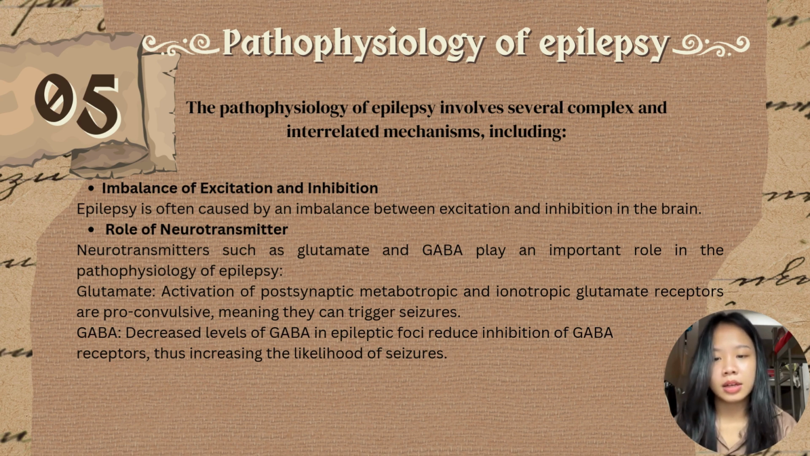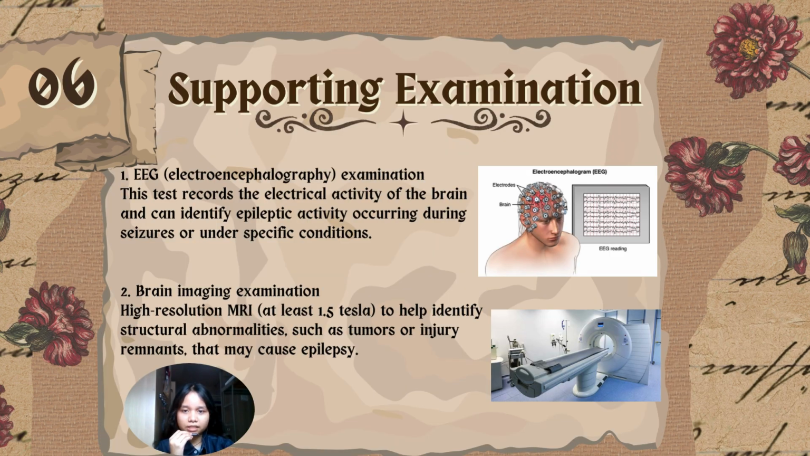For glutamate, activation of postsynaptic metabotropic and ionotropic glutamate receptors is pro-convulsive, meaning it can trigger seizures. And for GABA, decreased levels of GABA in epilepsy lead to reduced inhibition through GABA receptors, thus increasing the likelihood of seizures.